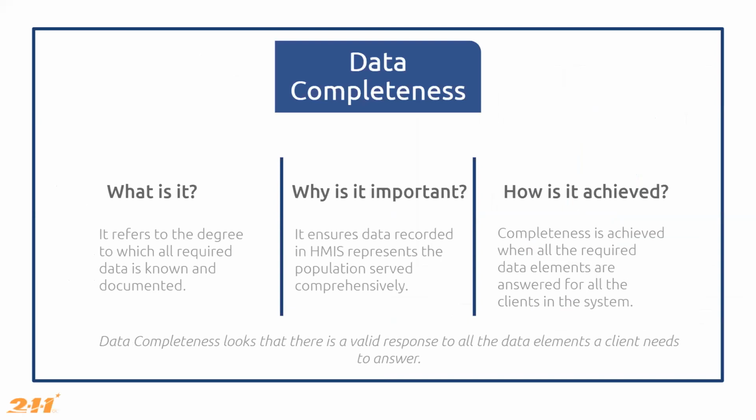HUD defines data completeness as the degree to which all required data is known and documented. This measure looks at valid responses for all required data elements. Data completeness excludes answers that are data not collected, client doesn't know, and client refused. It's important to ensure the data recorded in HMIS represent the population served.